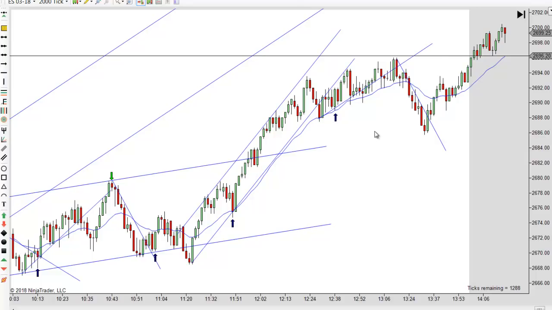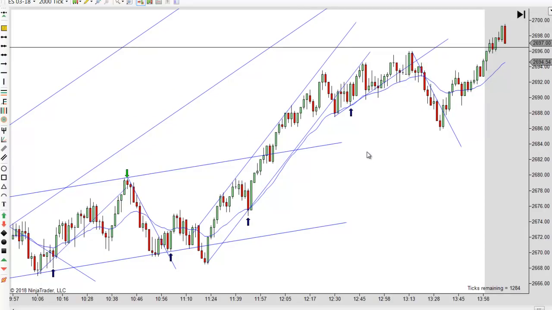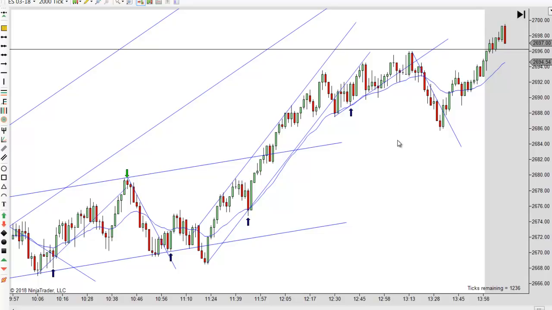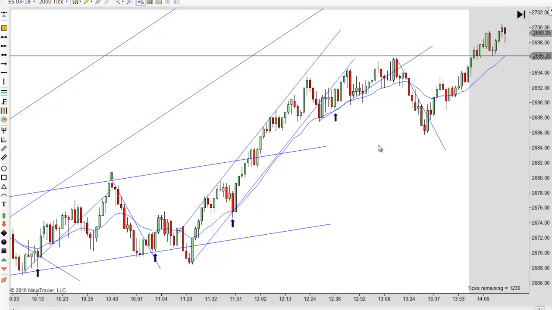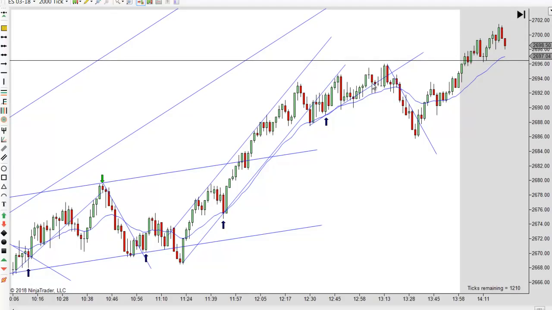But get it where it really goes there. I don't see any nice setups that I like there. Failed second entry short here. And you could have maybe entered there, but this is more sideways. And that's when you've got to be real careful. And again, it's just going sideways. And even though we're making lower highs and higher lows, I just don't see anything I really like on that.